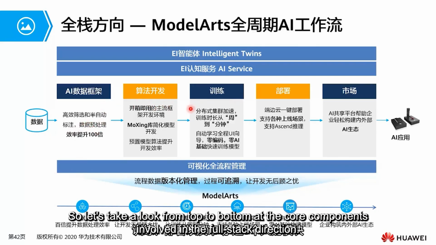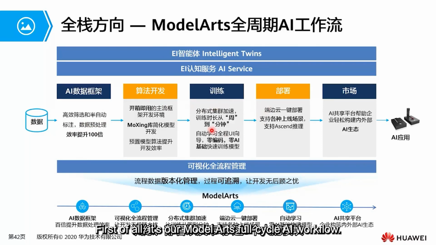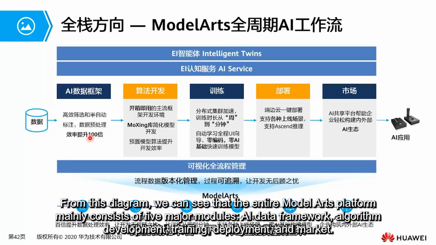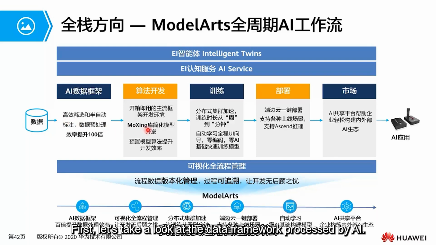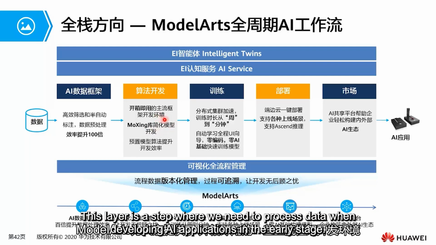From this diagram, we can see that the entire ModelArts platform mainly consists of 5 major modules: AI data framework, algorithm development, training, deployment, and market. First, let's take a look at the data framework processed by AI. This layer is a step where we need to process data when developing AI applications in the early stage. After collecting and processing the data, we need to choose the appropriate algorithm.